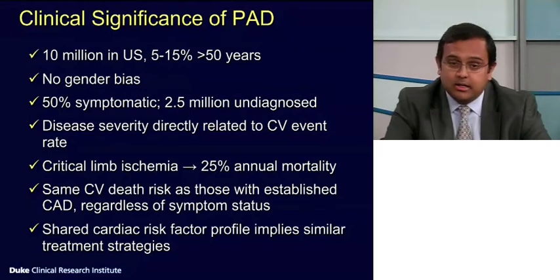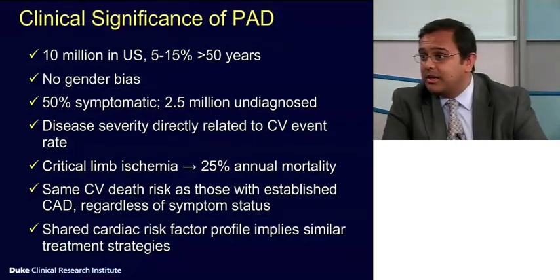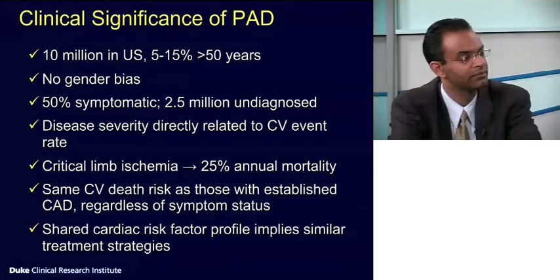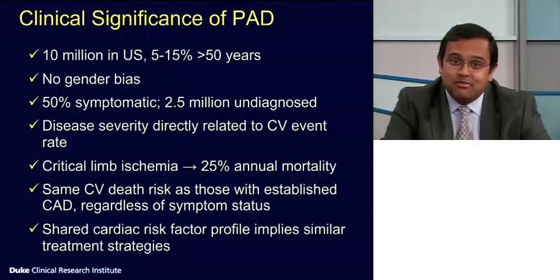Disease is directly related to your cardiovascular event rate. If you get critical limb ischemia, either with ulceration that heals or amputation, your 1-year mortality is 25%. It has the same cardiovascular death risk as those with established CAD. And I think the shared risk profile makes any of us who do cardiovascular medicine really be peripheral vascular doctors, because all of our patients that have this disease have coronary disease, and you should think about it as such.